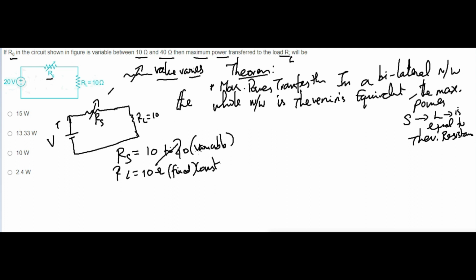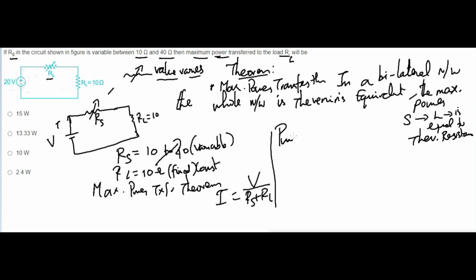From the maximum power transfer theorem, don't forget, I is equal to V by R, V divided by RS plus RL. Here you have RS, so RS plus RL, that is very important. Then we want the power, the maximum power, so we can go for the power transferred to RL.